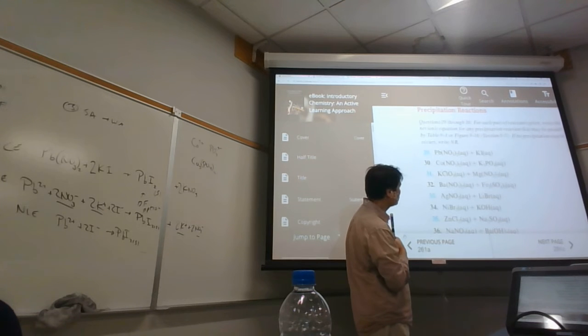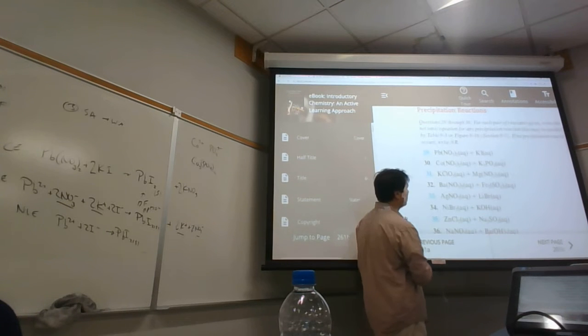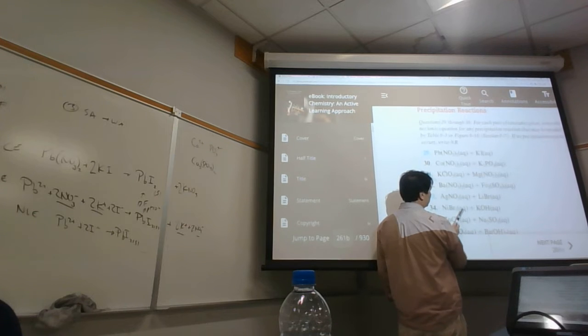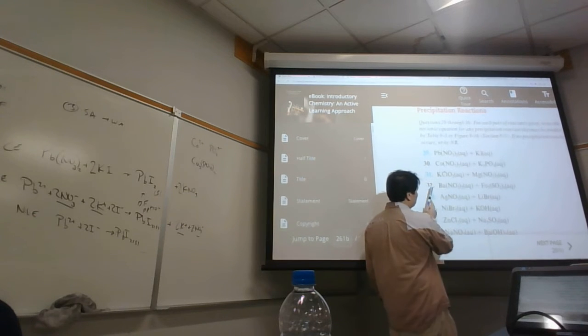So the other product of this would be iron nitrate. Well, which iron is it? Iron 2 or iron 3? Iron 3 nitrate, which would be Fe(NO3)3. And so we get a precipitate there. So this one is okay.